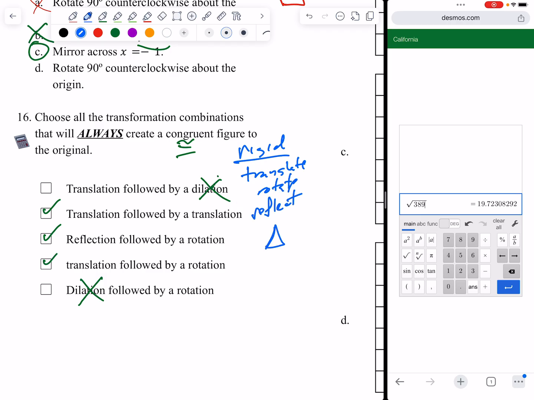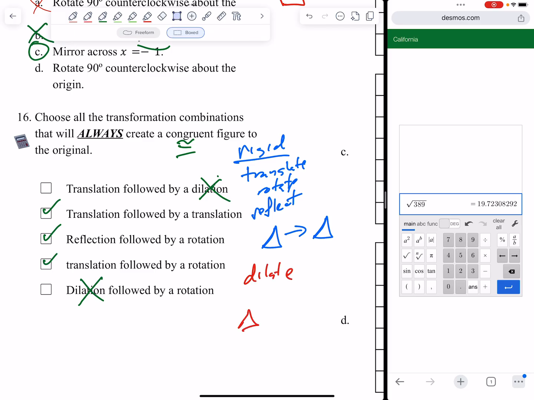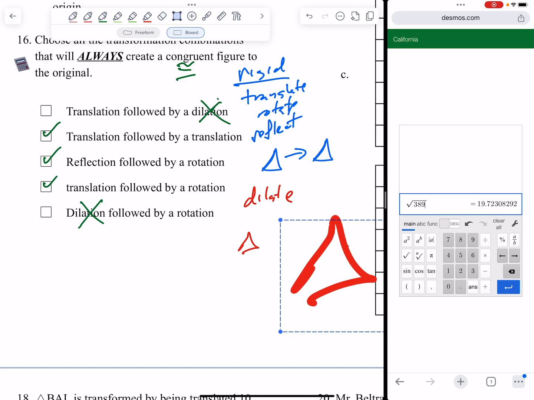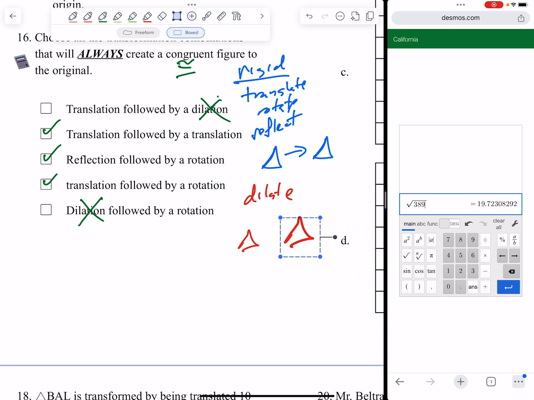That keeps this triangle exactly the same, okay? Whereas if you dilate, you went from this triangle to a bigger triangle or smaller triangle. You see that it gets bigger or smaller. So that does not work.